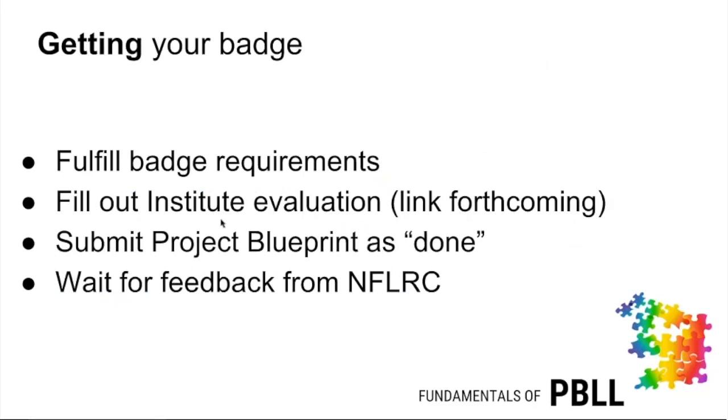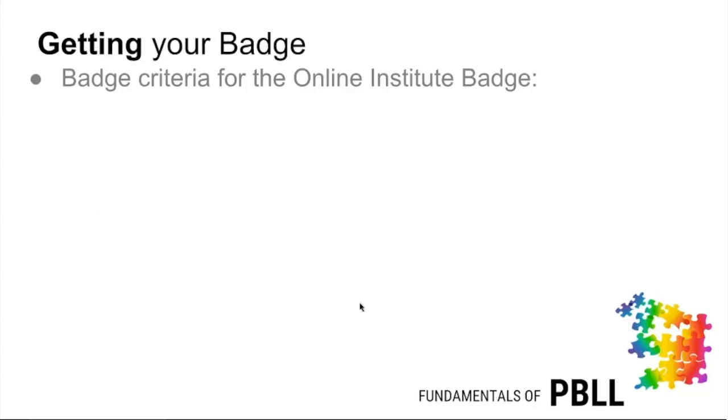You're going to fill out an institute evaluation, which we will give you the link to. And once you have filled out the evaluation for this institute, then you will be able to submit your project blueprint as done, and then you can wait for feedback from us. And at that point, if you fulfilled the badge requirements, then we will give you the electronic badge that will qualify you to apply for the Summer Institute. If you don't want to apply for the Summer Institute, that's fine. You'll still have your badge from the online institute. So that's a summary of this process.